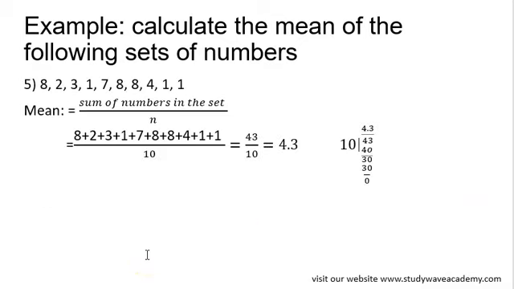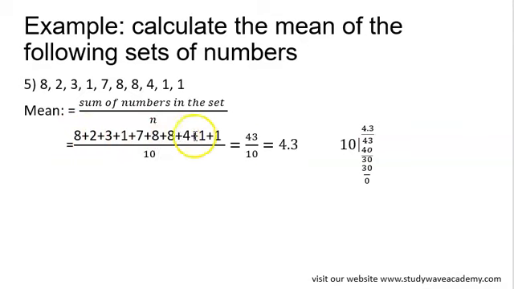Good. We move over to another example. Here we have another set of numbers: 8, 2, 3, 1, 7, 8, 8, 4, 1, 1. We first of all write out our main formula, then impute our numbers. When we impute our numbers, we have 8 plus 2 plus 3 plus 1 plus 7 plus 8 plus 8 plus 4 plus 1 plus 1. Then we count the numbers we have here: 1, 2, 3, 4, 5, 6, 7, 8, 9, 10. There are 10 numbers, right? So it will be over 10.